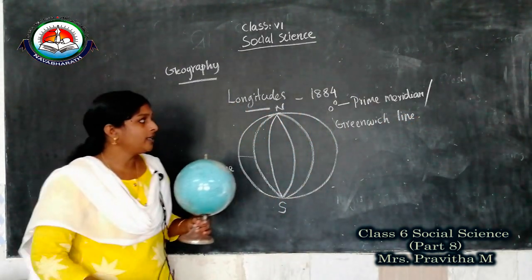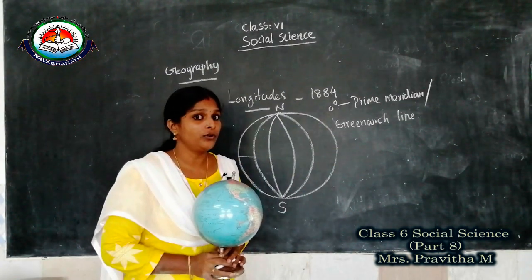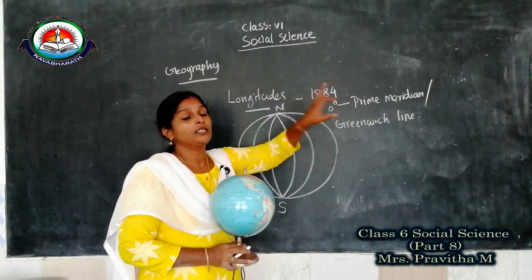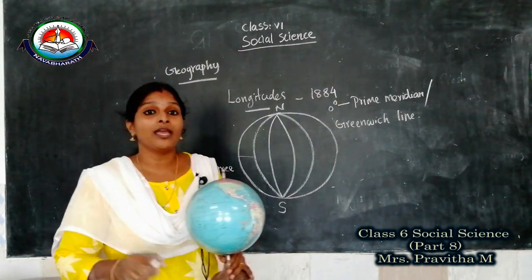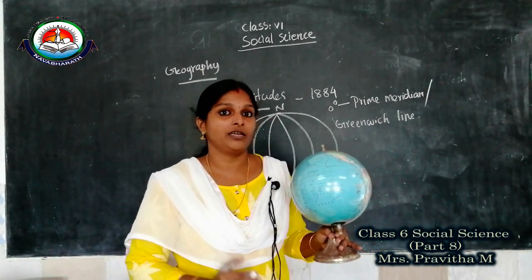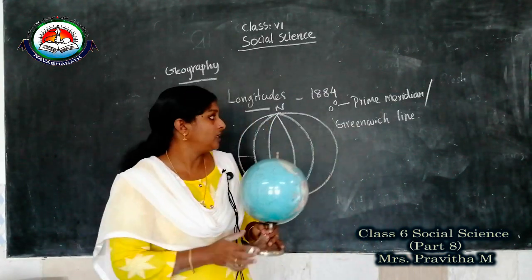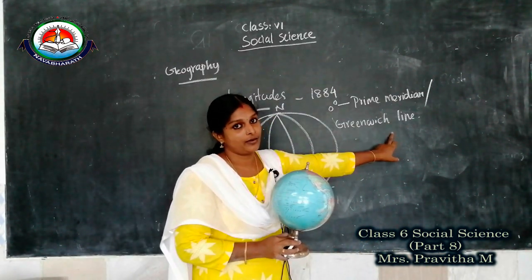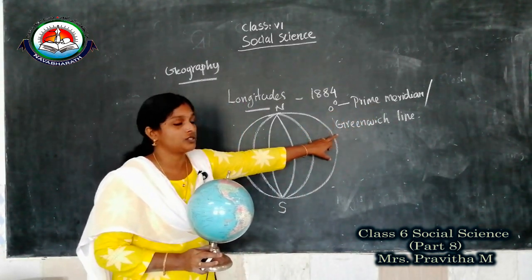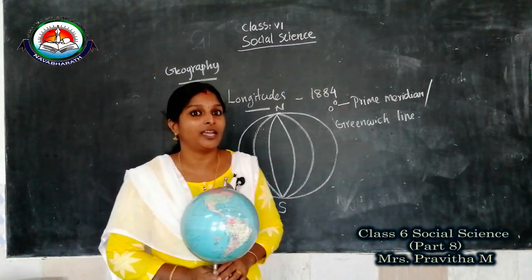Children, why is this 0 degree longitude known as the Greenwich line? Do you know? Because this longitude passes through the Royal Astronomical Center, a research center in Greenwich in London. So it is known as the Greenwich line. That is why the prime meridian, or 0 degree longitude, is known as the Greenwich line. I think you got an idea.